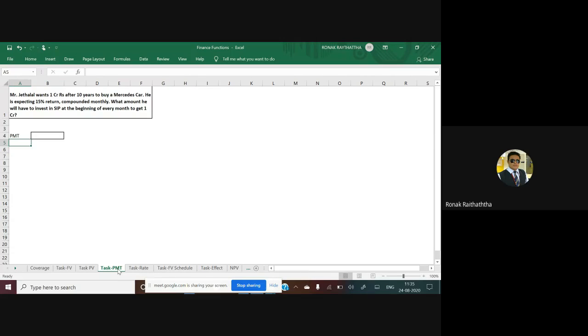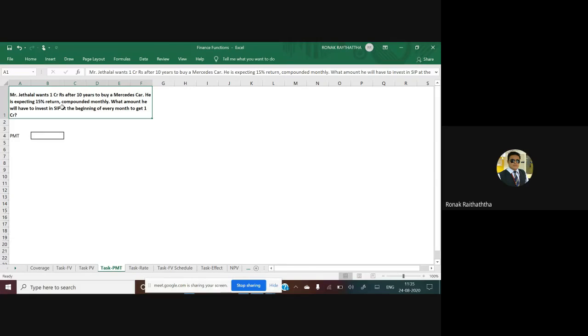Now PMT can be found when you have the future value, and PMT can be found when you have the present value as well. If you try to understand this question, I think we have solved this last time around as well, but still, if some of the students are having doubts, let me clarify that further. Mr. Jethalal wants 1 crore rupees after 10 years to buy a Mercedes car. He is expecting 15% return compounded monthly. What amount will he have to invest in SIP at the beginning of each month to get 1 crore?